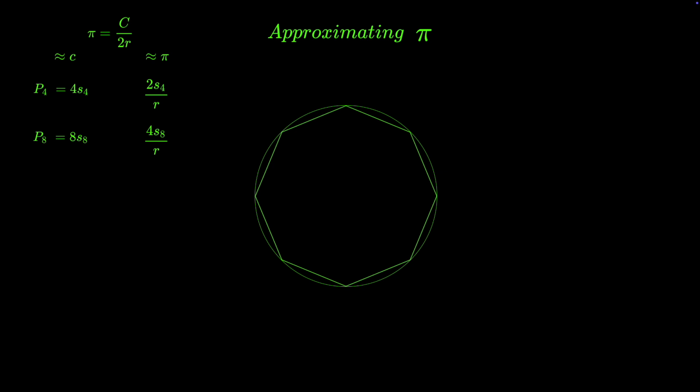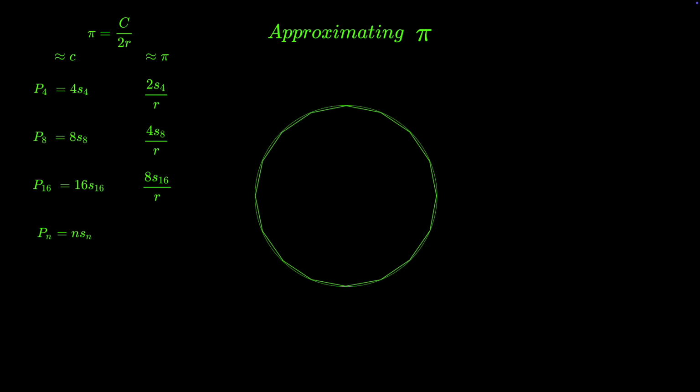The approximations could be improved by using an inscribed regular 16-sided polygon, and its perimeter divided by 2r would give an even better approximation to pi. It could be shown that as the number of sides of the inscribed regular polygon increases, the perimeter of the polygon approaches the perimeter or the circumference of the circle.